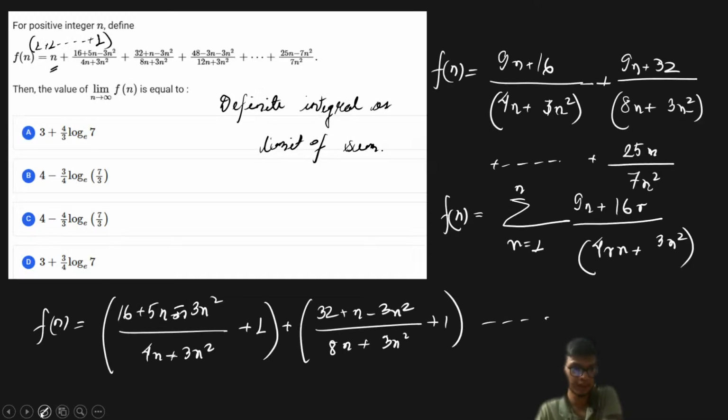So the limit for n tending towards infinity is going to be equal to 4 minus 3 upon 4 natural log of 7 upon 3. That is going to be option number B as the correct answer over here.